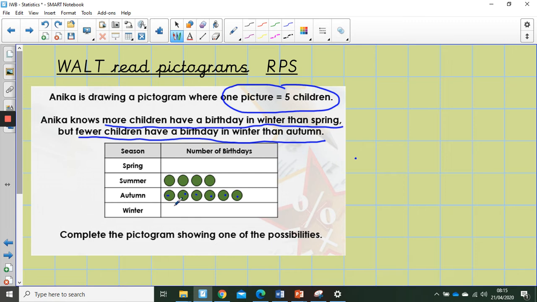So one possibility, I'm going to start by just trial and error. I'm going to put 10 children in winter and then see if I can do the spring. More children have a birthday in winter than spring. So this one needs to be greater. That's one possibility. There are more. See if you can find some different ones.